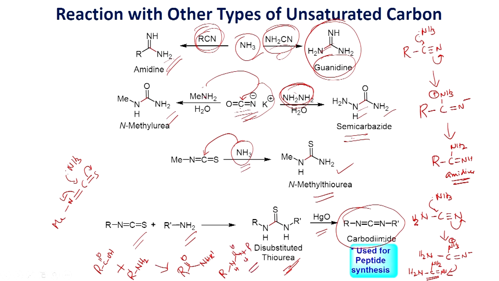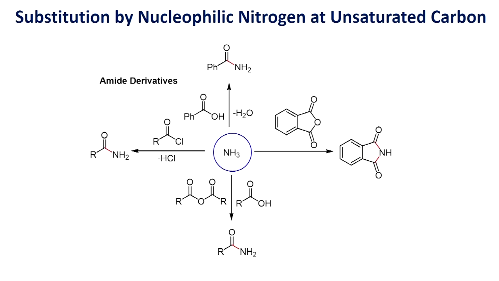If you have the carbodiimide, and for example carboxylic acid and amine, you can make amide. On the other hand, if you have the carboxylic acid and alcohol, you can make ester. Basically, you can remove water, and it will be converted into a urea derivative. We will study the application of this coupling reagent in the synthesis of peptide later, but here the reaction of ammonia with a variety of unsaturated carbon systems are shown.